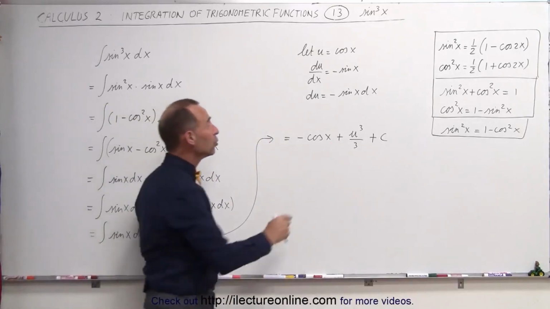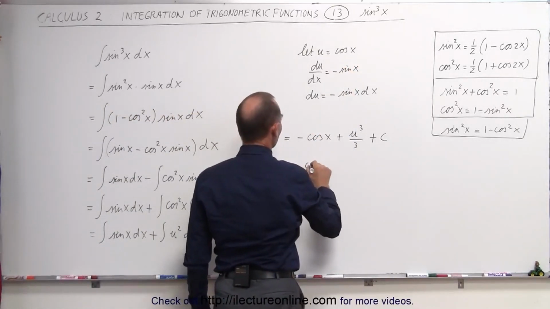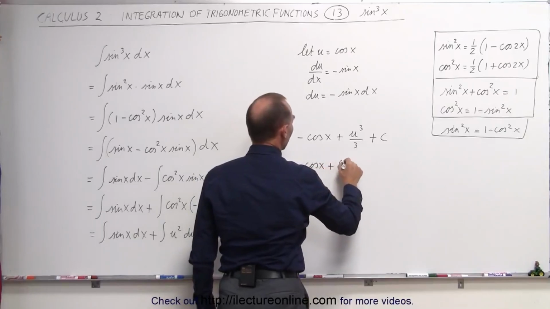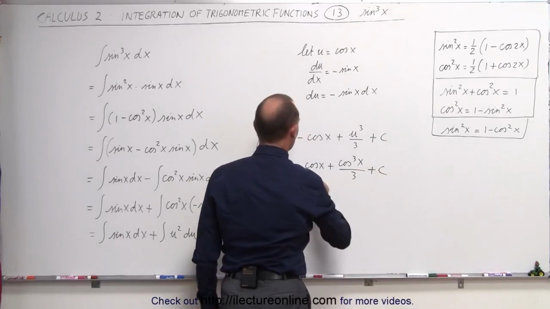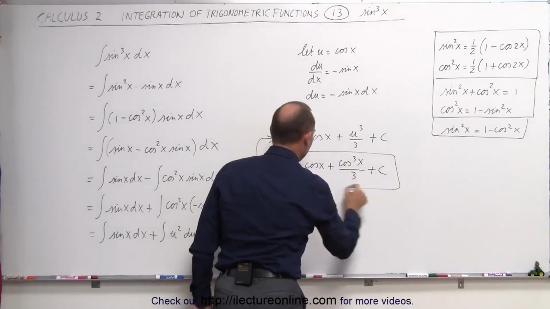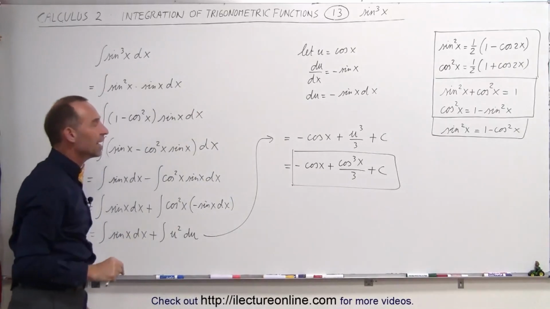Now replacing u by what u is equal to, the cosine of x, this is equal to minus the cosine of x plus the cosine cube of x divided by 3 plus a constant of integration, and that is the integral of the sine cube of x dx.